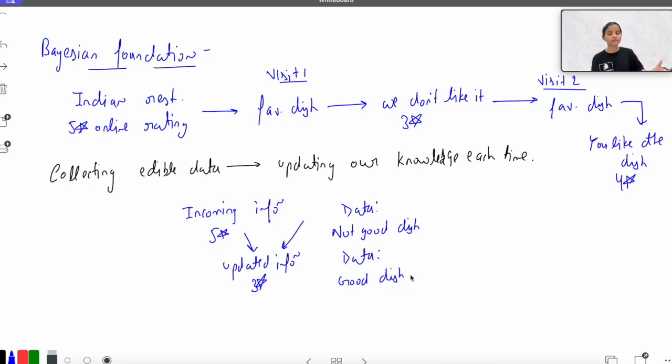Now after collecting some more data, that's a good dish, you are again updating your knowledge. I can raise up the rating to a 4-star restaurant. So as you continuously visit this restaurant, you are updating your knowledge and getting to understand it better, whether it's a 5-star or 3-star.